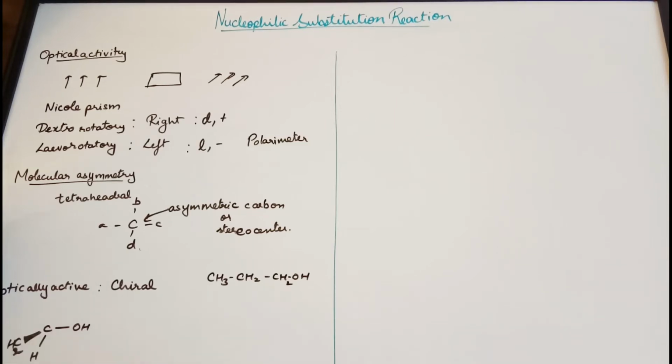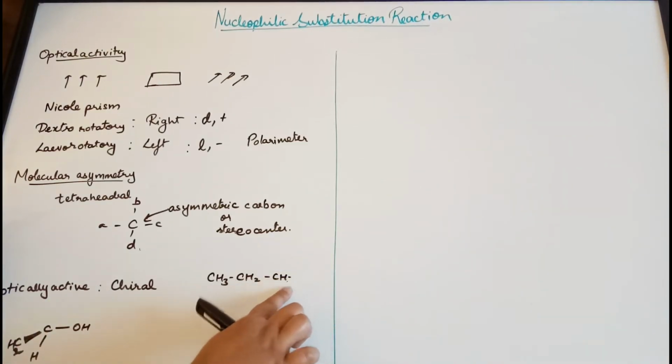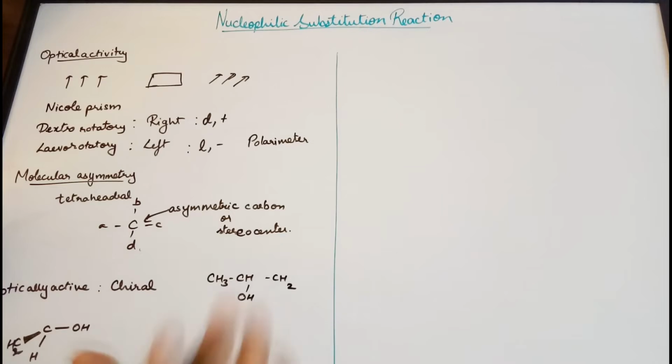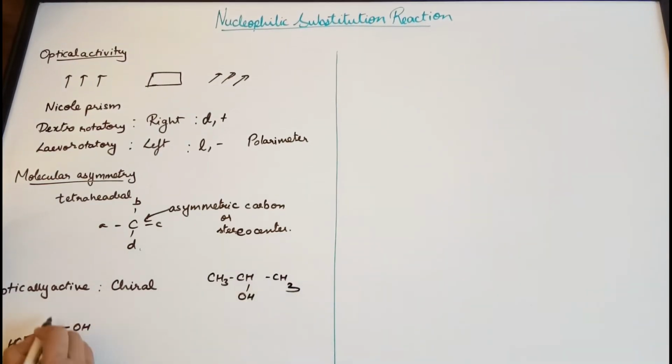Sorry, it is 2-propanol, so we're taking the second carbon atom. You have a CH3 here, and you will have a CH3 behind the plane of the paper. Let's assume this is the first structure. This is propane 2-ol.